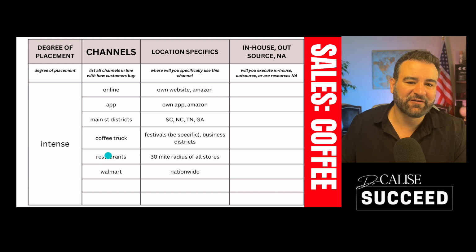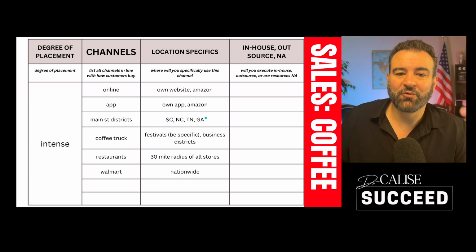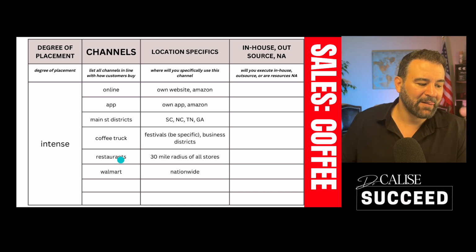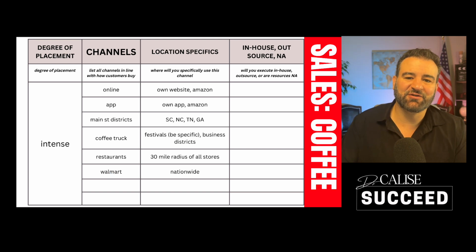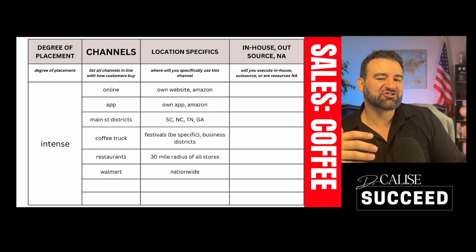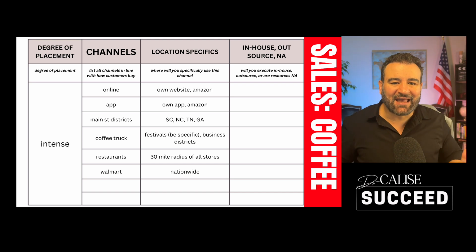Okay, I want my coffee sold in restaurants. I want restaurants to use my coffee, all right? Am I going to sell it to all restaurants? No, I'm going to do a 30-mile radius from my stores. I don't want to expand too quick where I don't have the resources. Okay, Walmart. What Walmarts do I want to be in? Nationwide. This is what gives you an example, right? So this right here starts to set the stage. You start to see a geographic area.